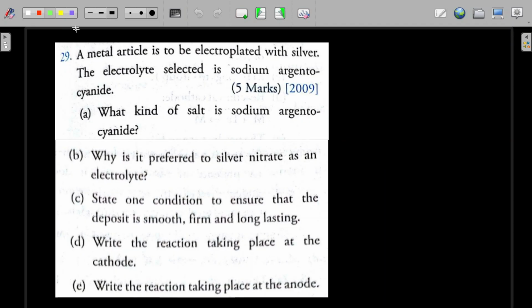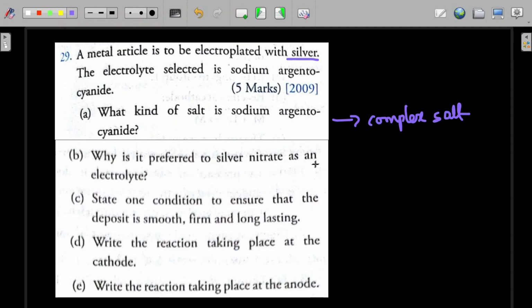See this question. A metal article is to be electroplated with silver. The electrolyte selected is sodium argento cyanide. What kind of salt is sodium argento cyanide? If they ask you this question, you can write it is a complex salt. We have different kinds of salt, not only acid, normal or basic salt. Other kinds of salts are there: simple salt, complex salts, double salts. So it's a complex salt we can write.